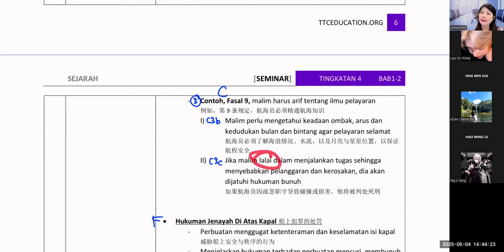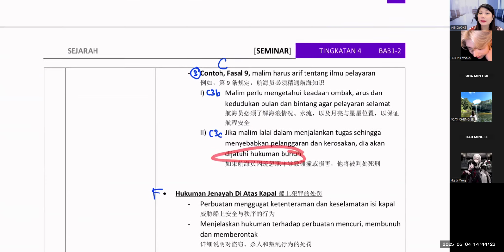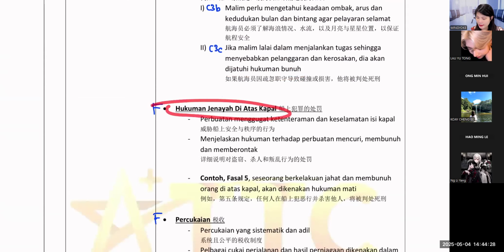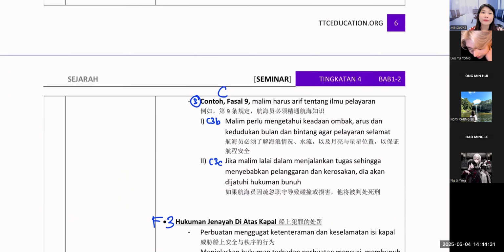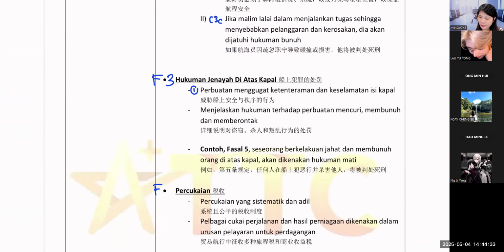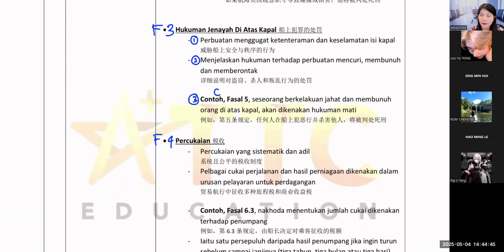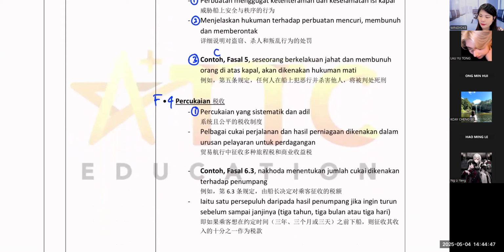If careless, death sentence. Jenayah atas kapal is fakta 3, which is huraian 1. Any action threaten, punishment, contoh. Percukaian also, fakta 4, 1, 2, and then contoh 3, 3B, contoh 3B.